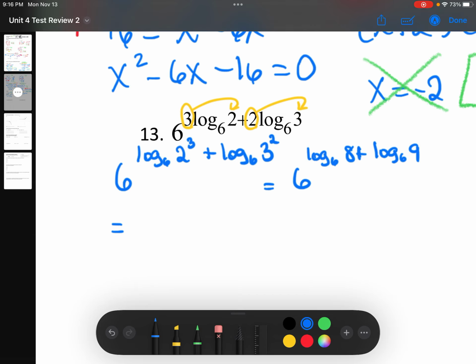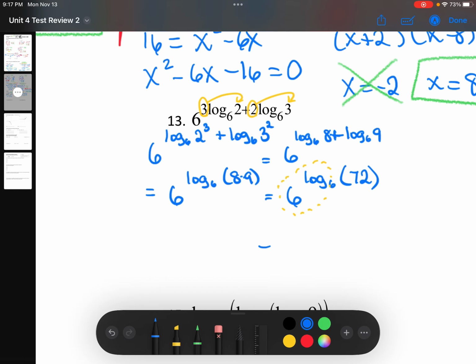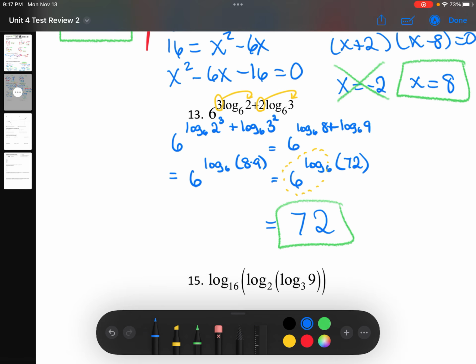To condense those, there are 2 logs that are added. So we will multiply what's inside them, and that is still 6 to the power of log base 6 of 8 times 9. So 6 to the power of log base 6 of 72. This 6 to the power of and this log base 6 undo each other, and this is equal to 72. And there's our final answer.